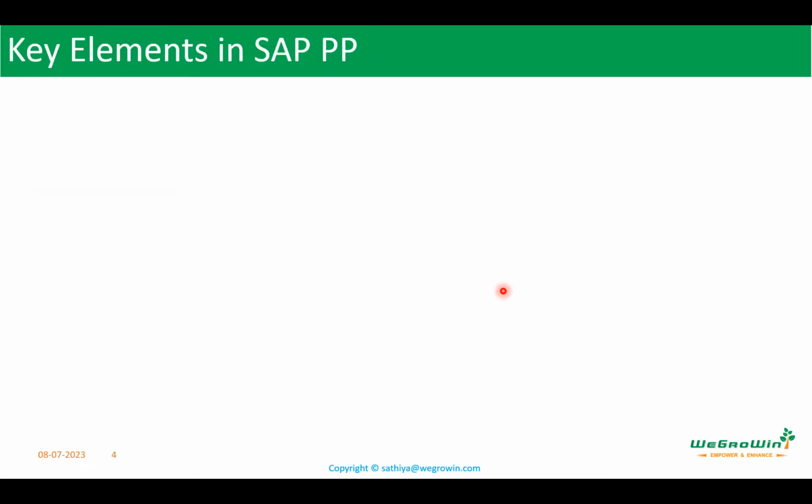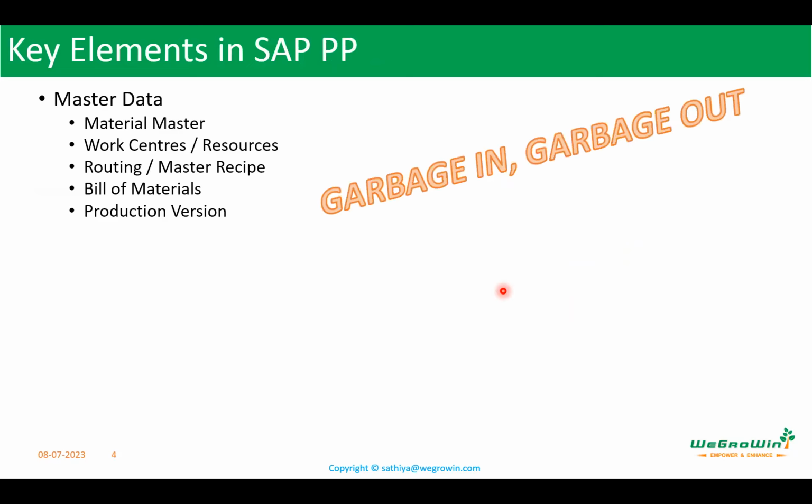Okay, so what are the key elements in SAP production planning? Master data. I will keep on talking about master data, because this is where people are missing: garbage in, garbage out. The master data for SAP production planning are material master, work center, or resources. Resources is the term in SAP PP-PI, the process industry. There is another module, PP-PI, but we will be focusing on PP. PI is for continuous industries.